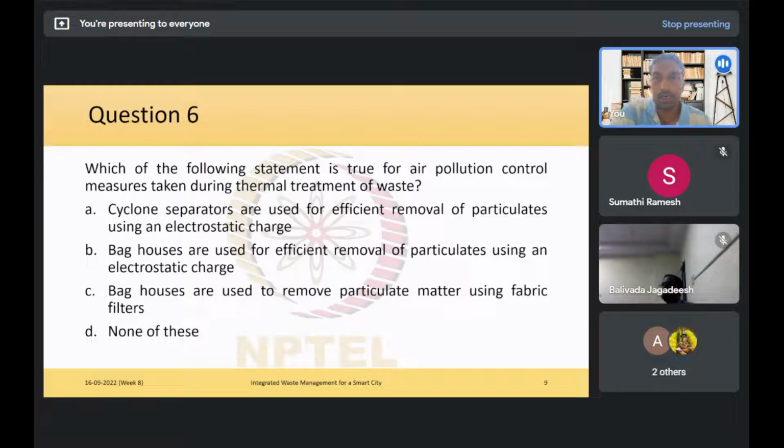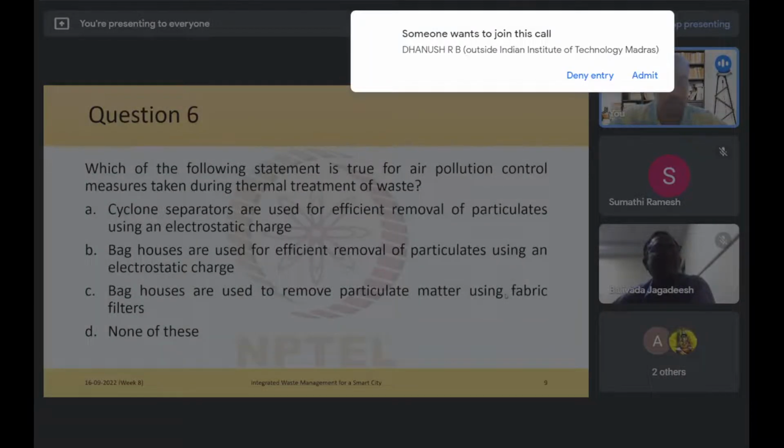Question number 6 is, which of the following statements is true for air pollution control measures taken during the thermal treatment of waste? The options are: A. Cyclone separators are used for efficient removal of particulates using an electrostatic charge. B. Baghouses are used for efficient removal of particulates using an electrostatic charge. C. Baghouses are used to remove particulate matter using fabric filters. And option D is none of these. So here again we are talking about air pollution control. So which of these statements correctly describes the different processes?